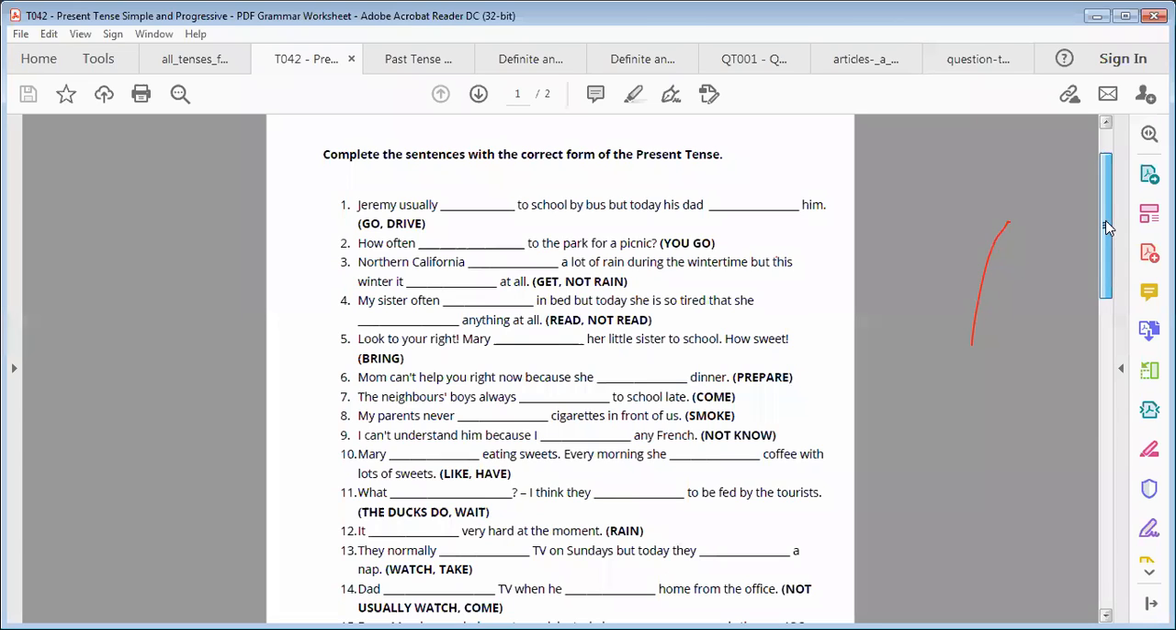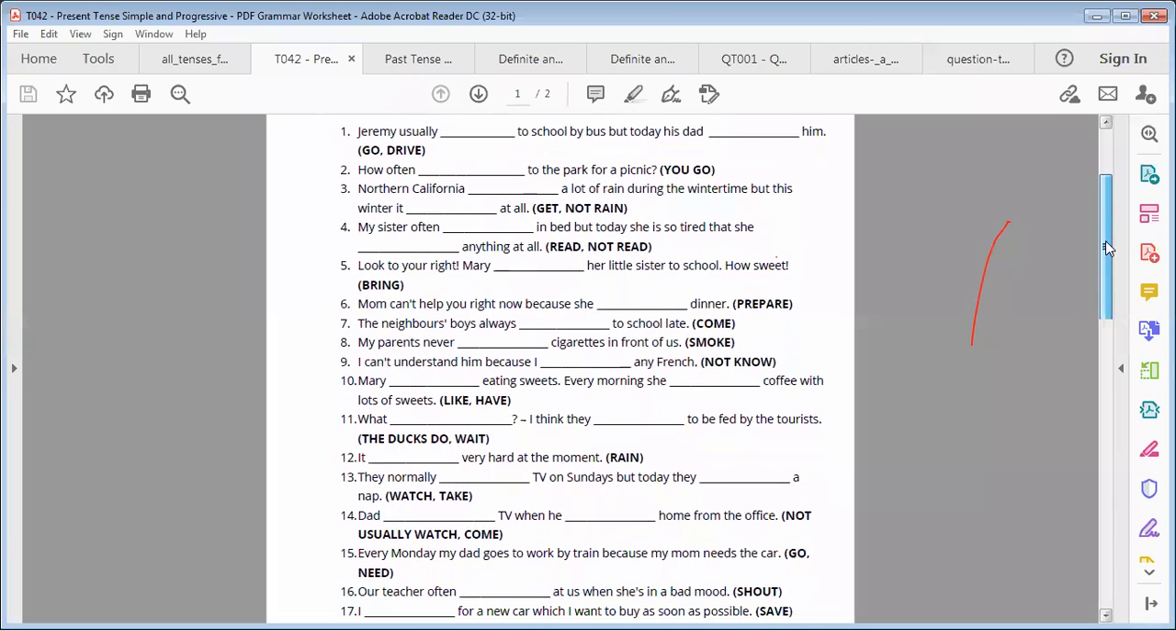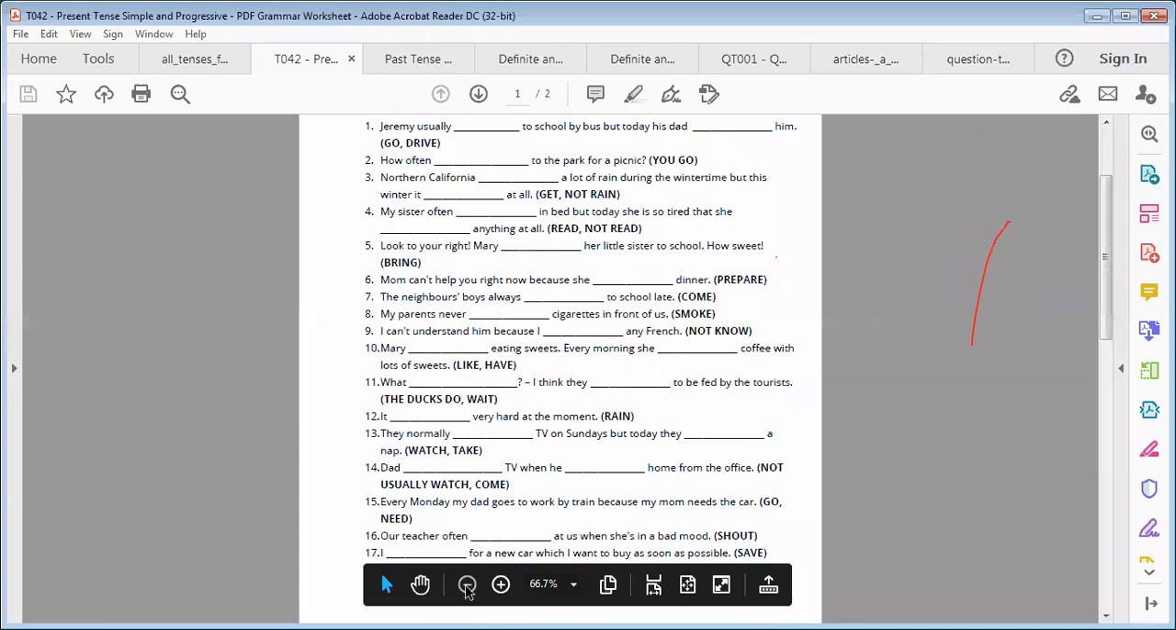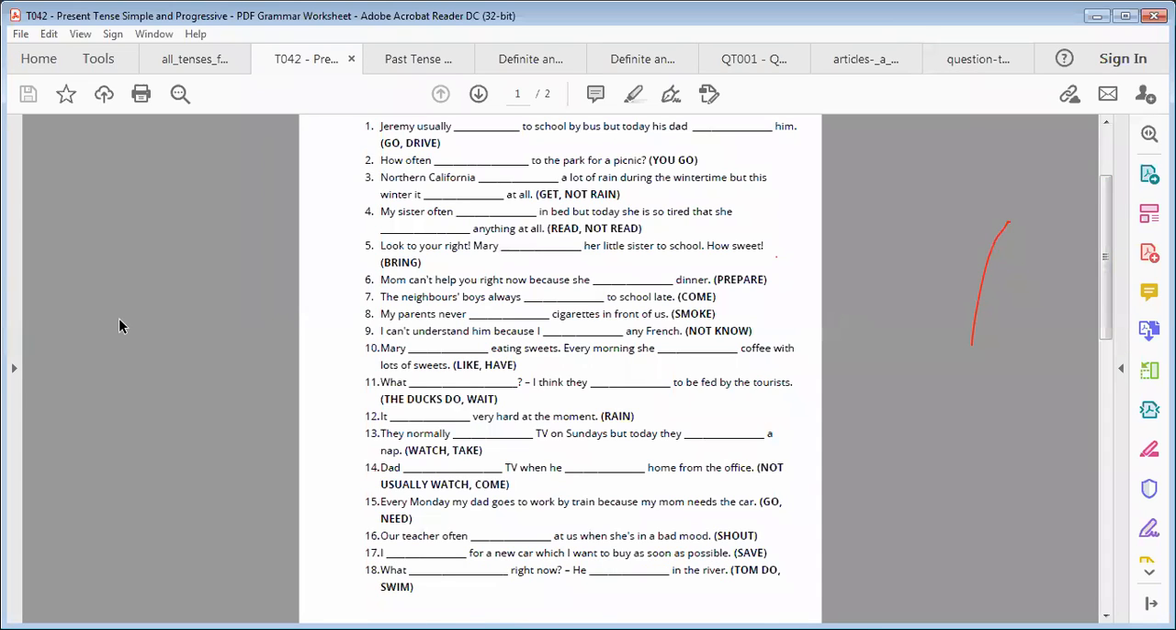The question is, complete the sentences with the correct form of the present tense. Okay. Okay, I'll try to reduce the font. Now is it readable? Can you read the sentences? Okay, okay. Yes, start solving. Start solving. Till then, I'll go through the doubts from the chat box.